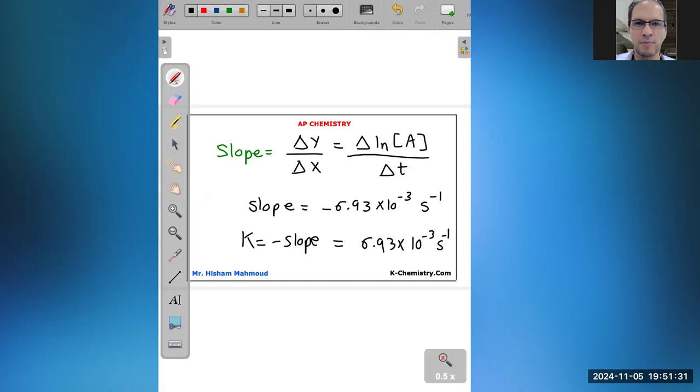Per second. This part again looks a bit boring, but it can help me in real experiments to find the k value, the constant value. And the constant is very important because I can use it to find the concentration in the experiment at any time, without having to repeat the experiment again.